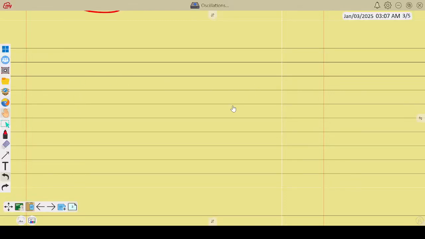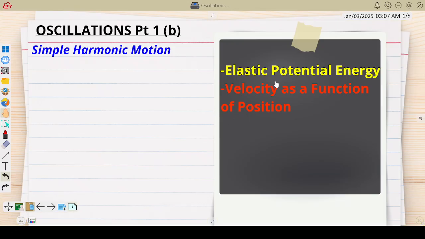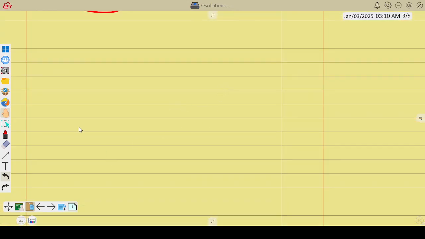So we can now go to the business of the day. We want to discuss elastic potential energy and velocity as a function of position. Okay, so elastic potential energy. What is this elastic potential energy?